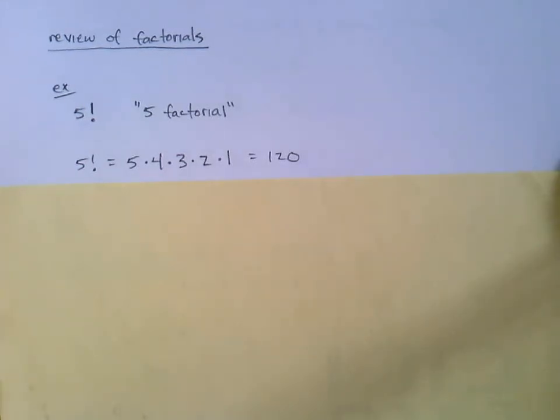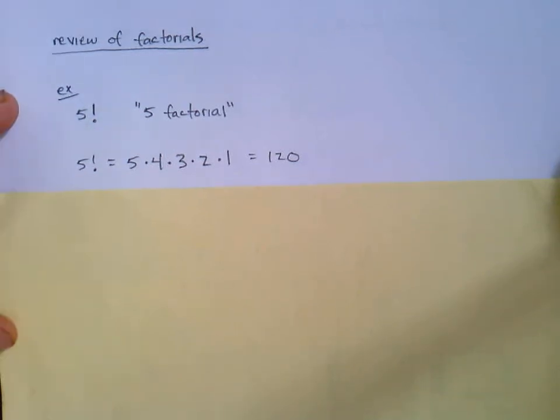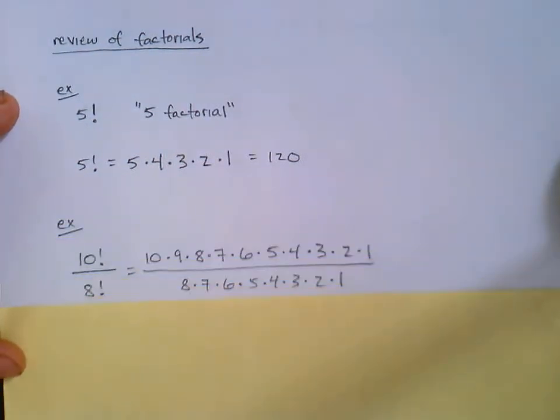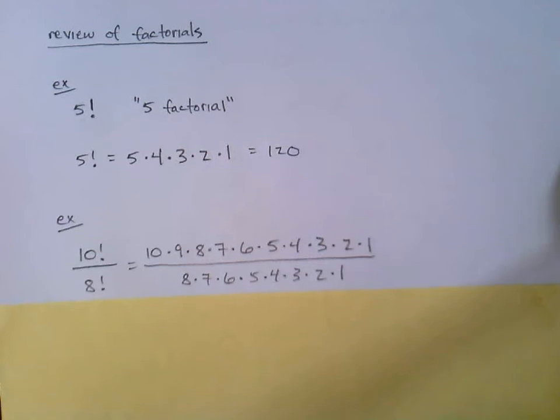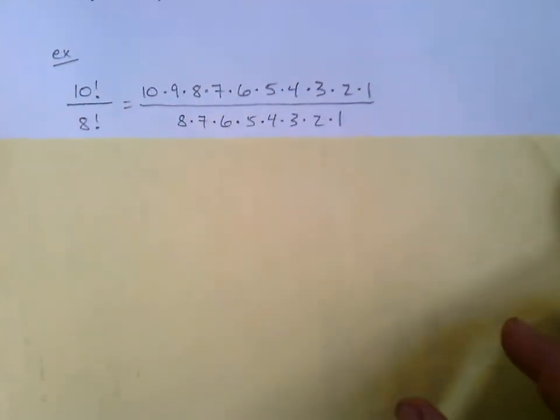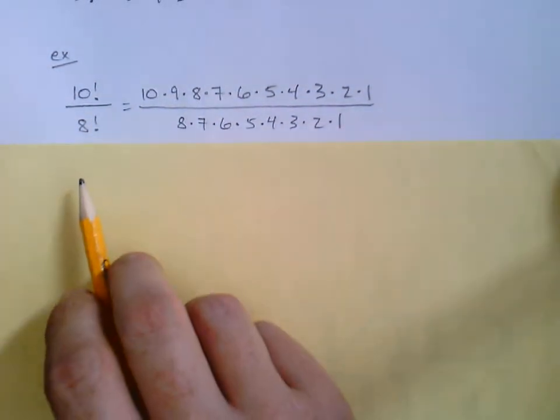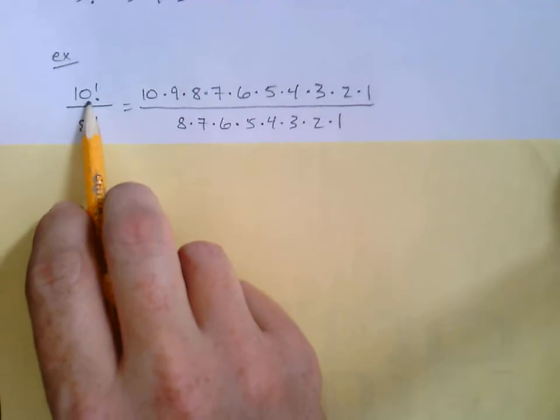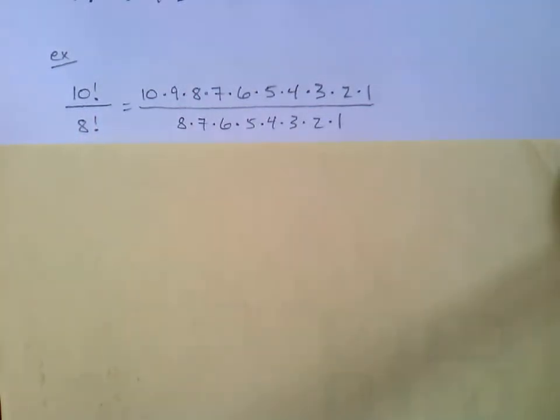Now, usually we won't see these on their own like that, but we'll see these things involved in fractions. So here's a more difficult example. What if we were working with 10 factorial divided by 8 factorial? We'll see things like this coming up very soon.